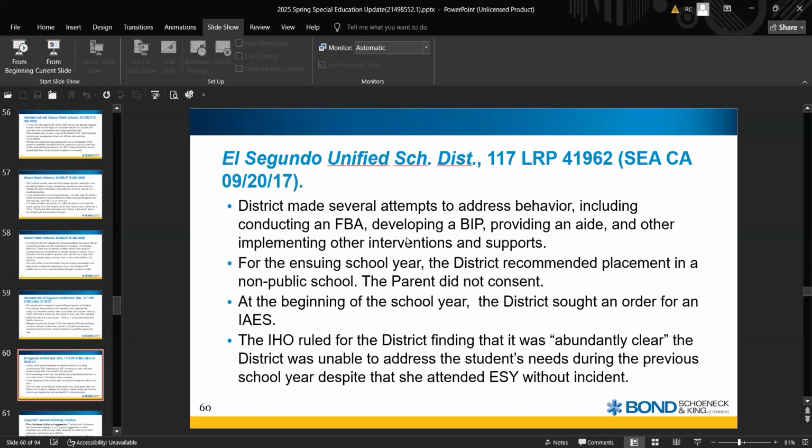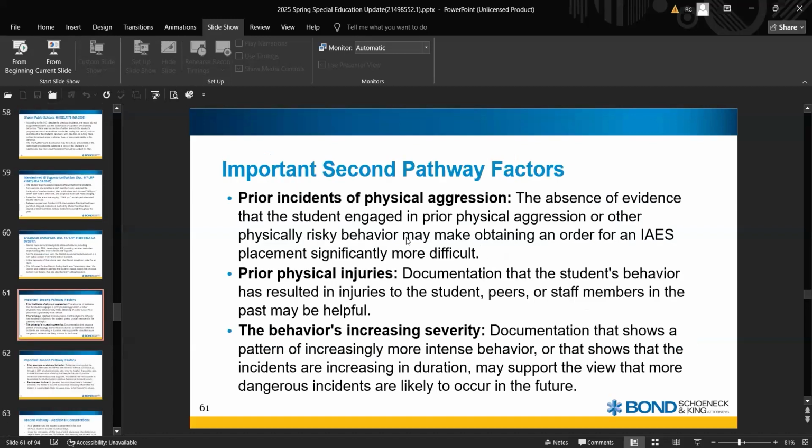Funny enough, the student went all the way through that summer and attended without incident either. But in this case, the IHO ruled for the district, finding that it was abundantly clear the district was unable to address the student's needs during the previous school year, despite that she attended ESY without incident. But there was also a lot more evidence in that case. And I think what tipped the scale for the district was all the interventions that they had tried first. Now, not saying that you have to exhaust every single possible thing in every situation. Every situation is going to be different. But certain things are going to more likely work in your favor.